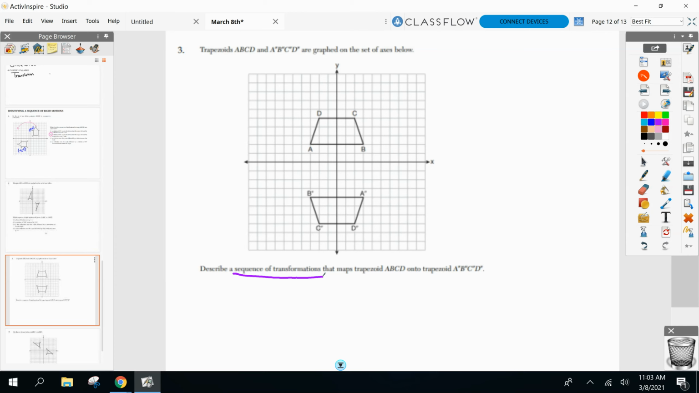If you're going to write it as a sequence of transformations and then in shorthand, would you still put a comma at the end? What do you mean? Like for reflection, I would put R and then I would put y-axis. Correct, yep, just like it would be written out, yep.